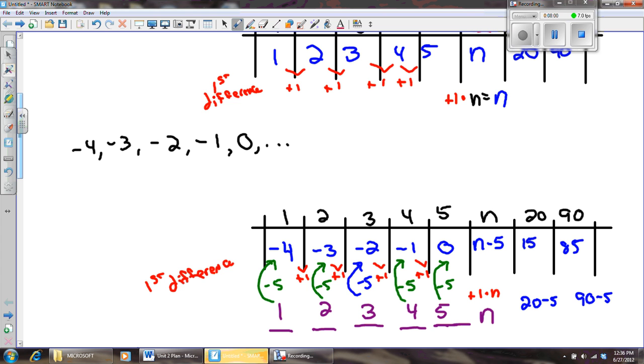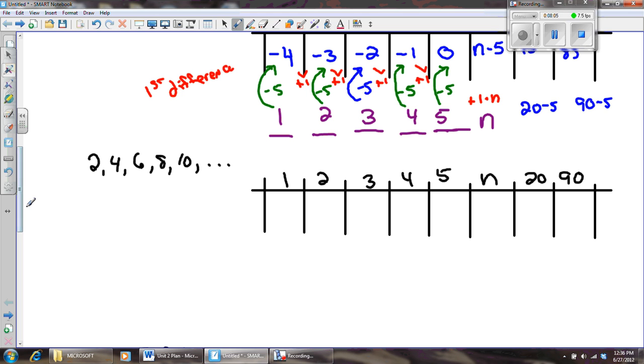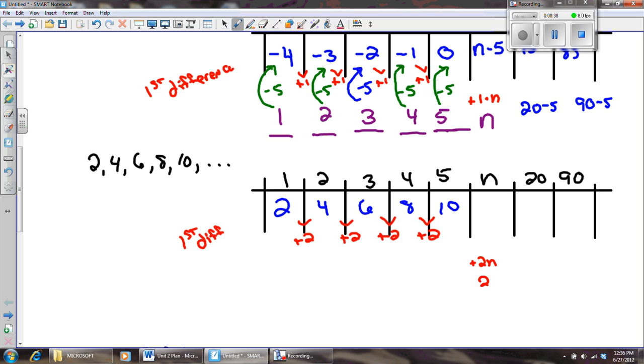All right, now the difference isn't always going to be plus 1. Let's look at this one. First thing I'll do, the first term is 2, second term is 4, the third term is 6, the fourth term is 8, and the fifth term is 10. Again, I go looking for the first difference. Okay, it looks like I got plus 2, plus 2, plus 2, plus 2. That means that I'm going to have a plus 2n, or better yet, just 2n.